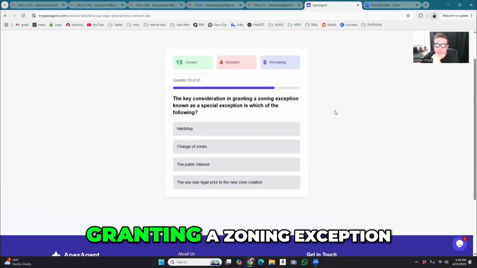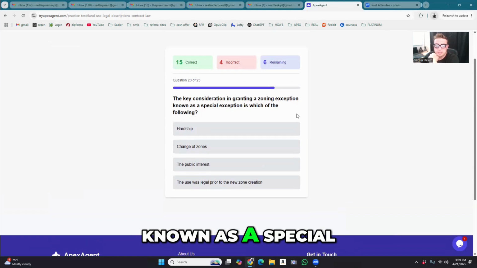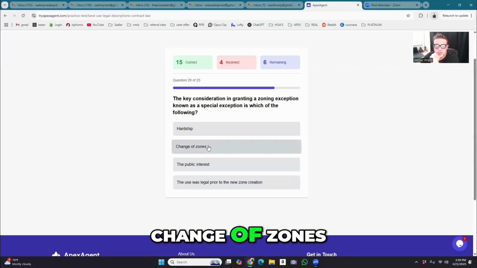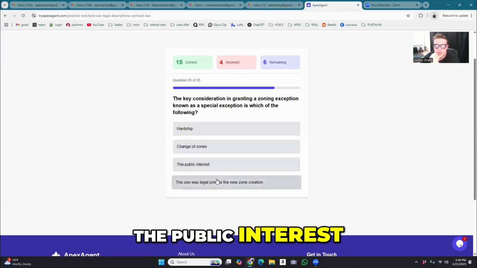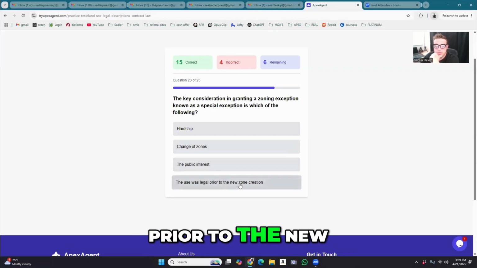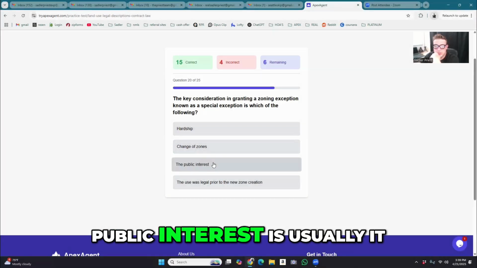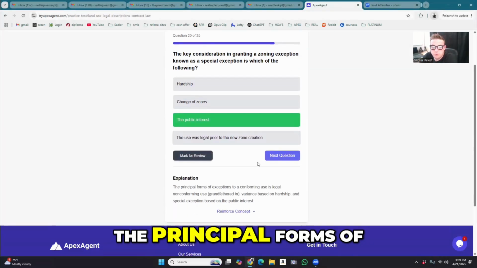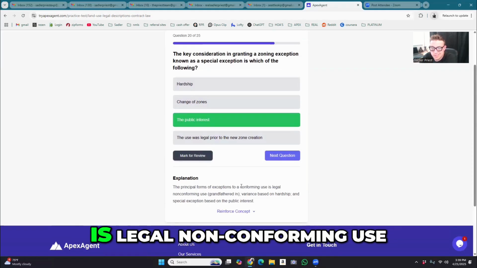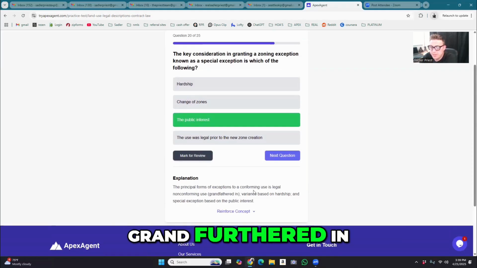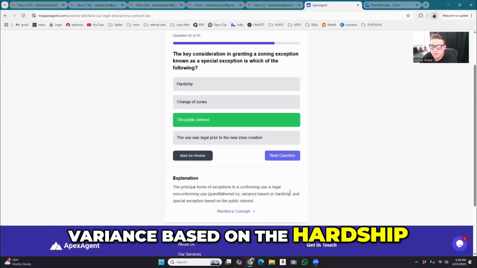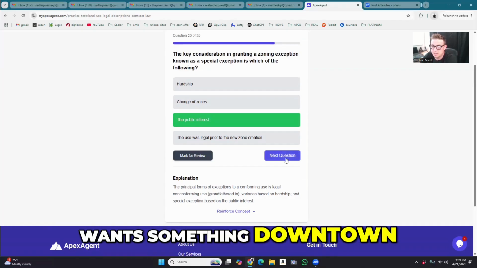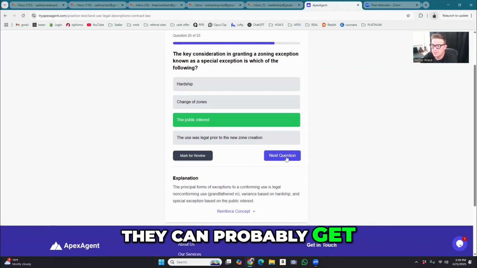The key consideration in granting a zoning exception known as a special exception is which of the following? Hardship, change of zones, the public interest, the use was legal prior to the new zone creation. Public interest is usually it, because that's what zoning is there for, is for the public interest. The principal forms of exceptions to a conforming use are legal non-conforming use, grandfathered in, variance based on hardship, and special exception based on public interest. So the public really wants something downtown, it's going to bring in tax money, they can probably get the zoning maybe worked around.